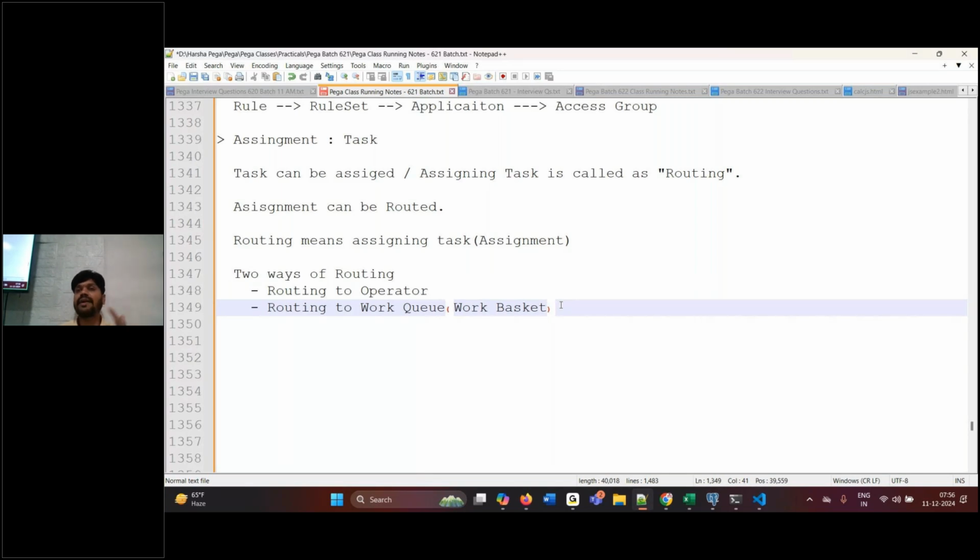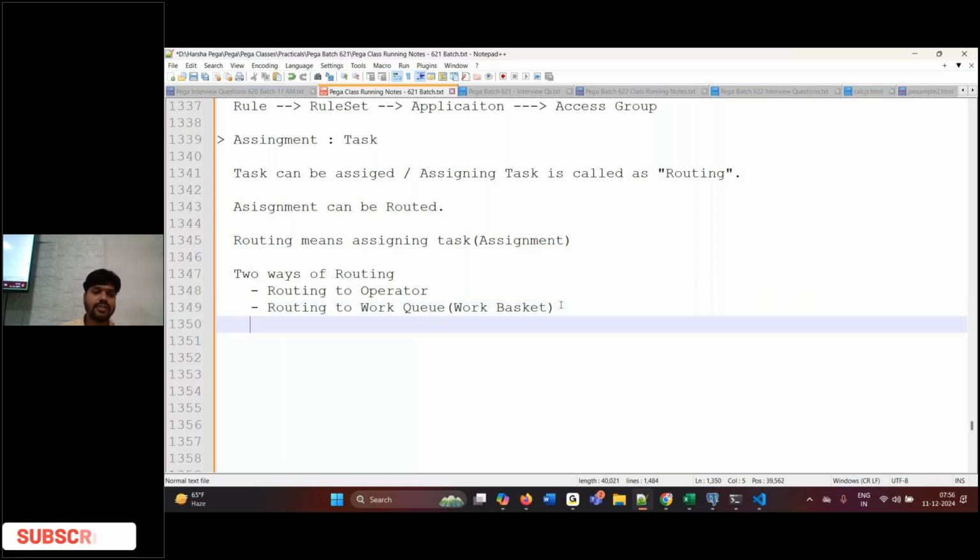Routing to an operator means only that operator can see the task. Routing to a work queue, or basket, means the basket will be visible to multiple people, the same way the WhatsApp group is visible to multiple people. Multiple people can go inside the basket and see the task. But remember, only one person can open the task and work on it because of the default lock. Anyone opens the task, the lock is acquired and others cannot open it. So if you want anyone out of a group of people to pick the task, route to a work queue. If you want only a dedicated person to work on it, route to an operator.